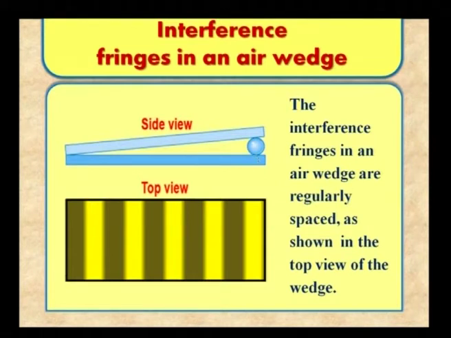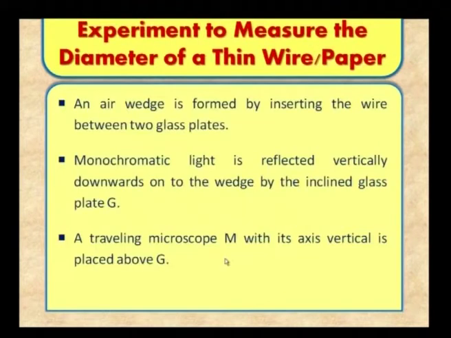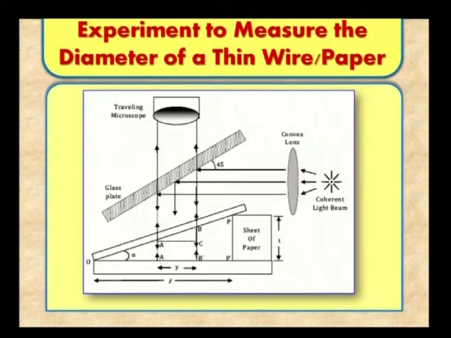The interference fringes in an air wedge are regularly spaced as shown in the diagram. That is what you are getting now. So an air wedge is formed by inserting the wire between two glass plates. That is what I told you earlier. Monochromatic light is reflected vertically downwards on the air wedge by the inclined glass plate G. A travelling microscope M is used to see the fringes.